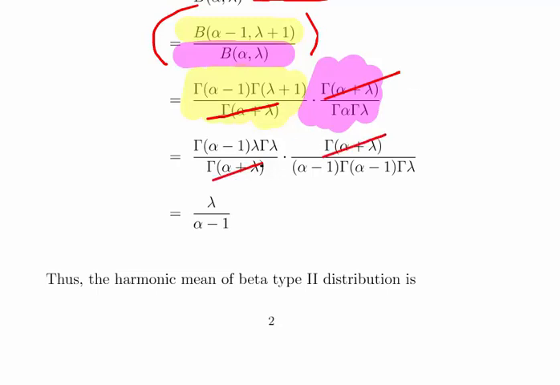Okay, the gamma function of alpha can be written as alpha minus 1 times the gamma function of alpha minus 1. That's going to cancel out with that.